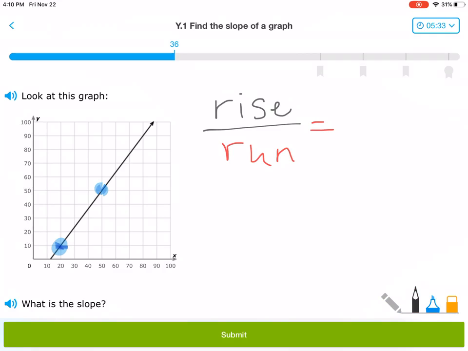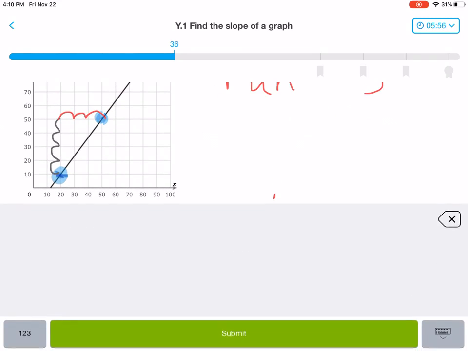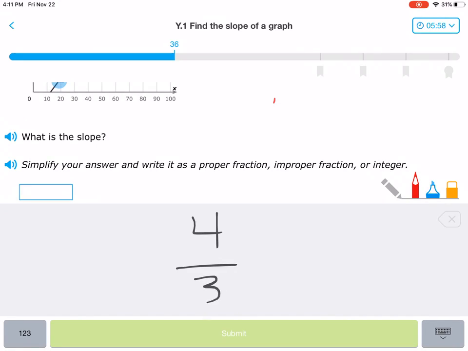Okay, so from this point to this one, it rises 1, 2, 3, 4. So our rise is 4. And it runs over 1, 2, 3. So our run is 3. Okay, that's as small as we can make that fraction. So our answer is 4/3.